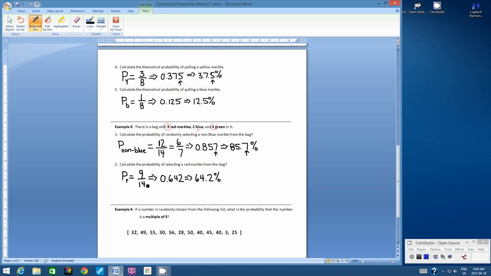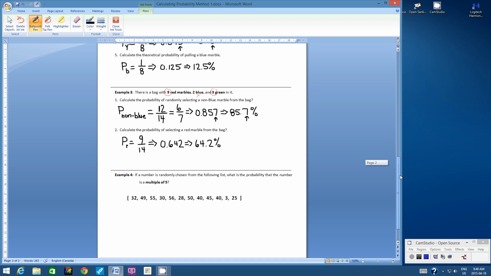All right, so hopefully you got the starting fraction of 9 over 14. The denominator doesn't change. There's still only 14 marbles in the bag, and we have a total possibility of getting 9 red marbles. 9 over 14 with your calculator is 0.642. Again, we cut that ugly decimal off at the 3rd decimal point, and then when we multiply it by 100%, hopefully you got 64.2%.